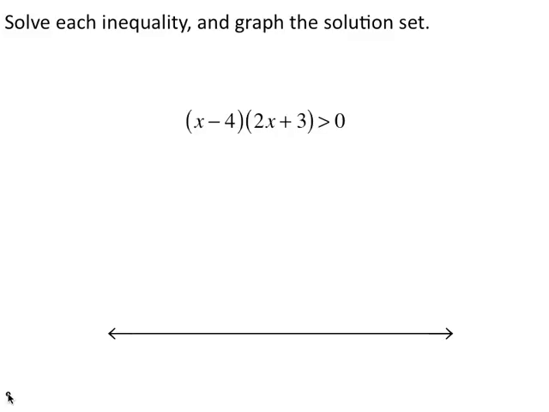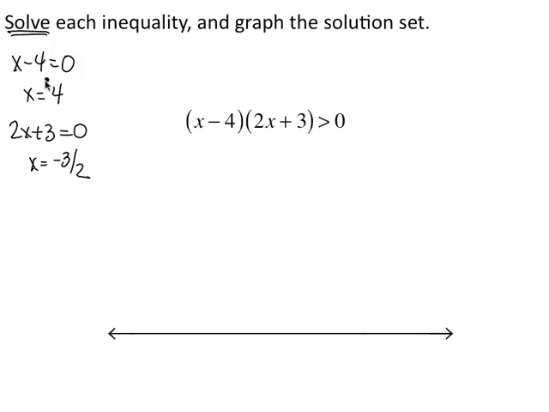Solve each inequality and graph the solution set. The first part is we need to solve the inequality. To solve that, we need to let each of the factors equal 0 and then solve for the variable. So we have x minus 4 equal to 0, so here x is equal to 4. And we have 2x plus 3 equal to 0, so x is equal to negative 3 halves.